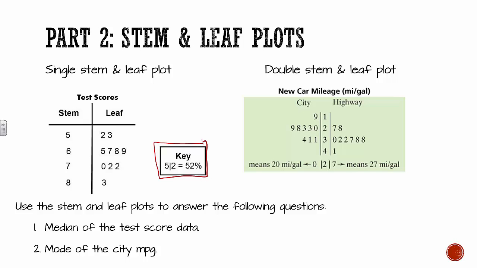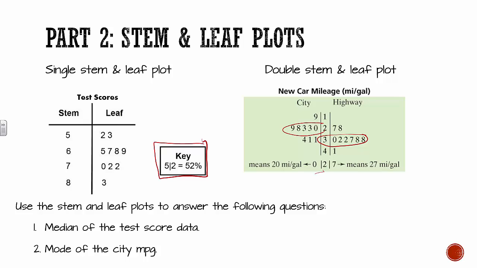Where a double stem and leaf plot compares things. Here we have city car gas mileage and highway car gas mileage. It's really easy for me to see in this comparison that most cars get somewhere in the 20s with their city gas mileage and in their 30s with highway gas mileage.